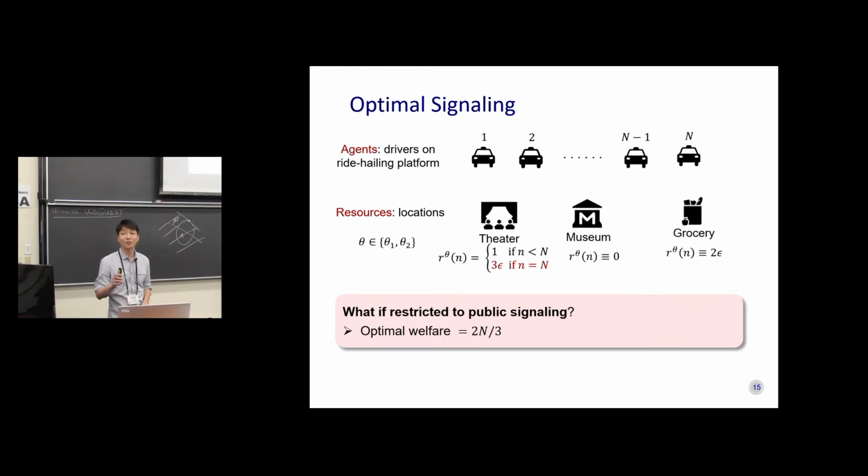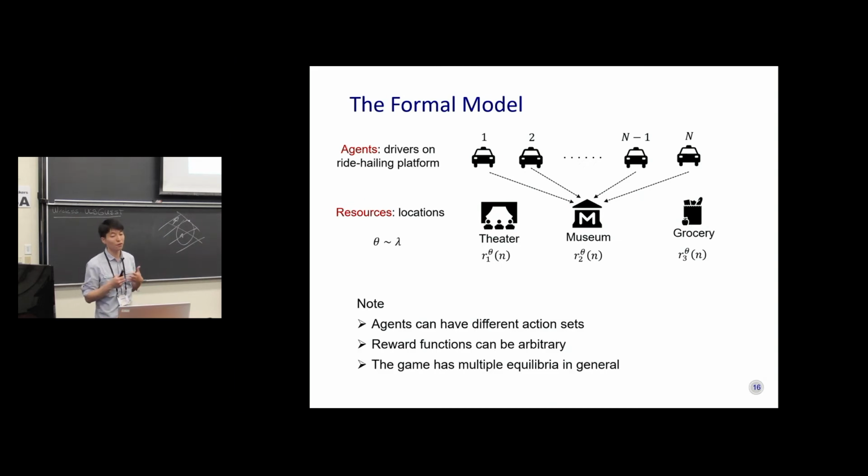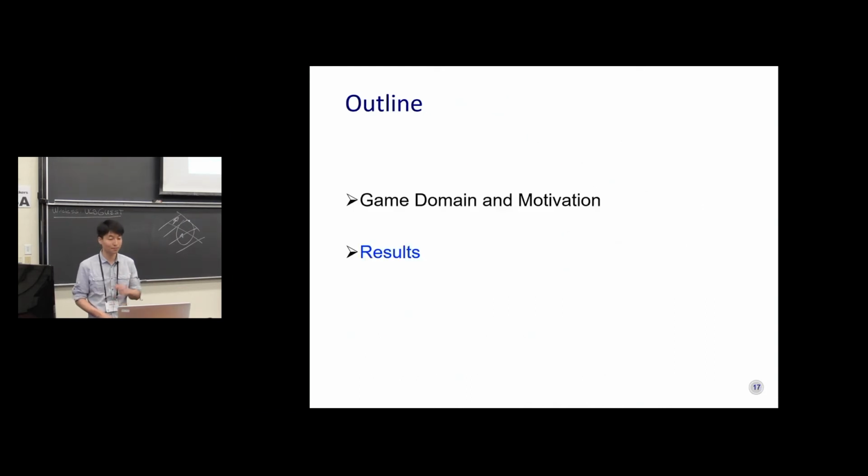Yeah. Good. Okay, so this leads to the formal model of the problem, which is the following. Essentially, it's just an abstraction of the model I described before, except that we're going to allow arbitrary reward functions, and the state is drawn from some discrete distribution. And one thing I want to emphasize is that this didn't show up in my previous example, but in general, the game actually has multiple, possibly exponentially many equilibria.